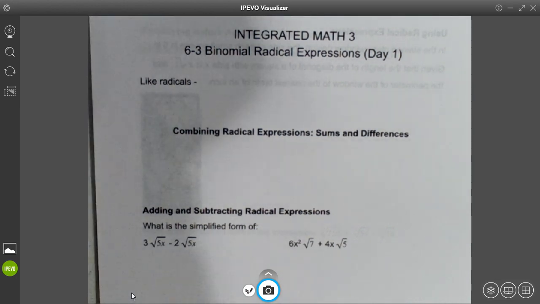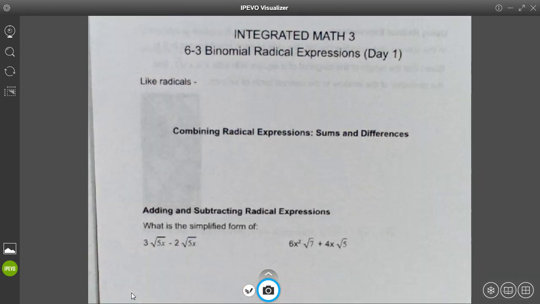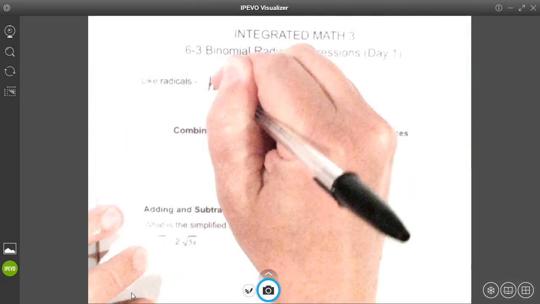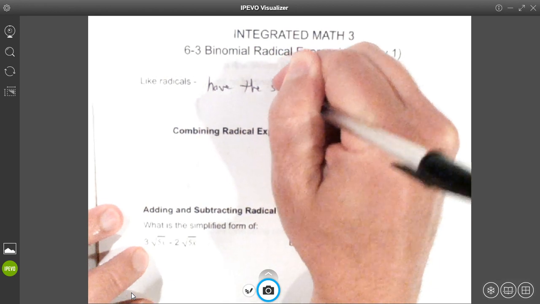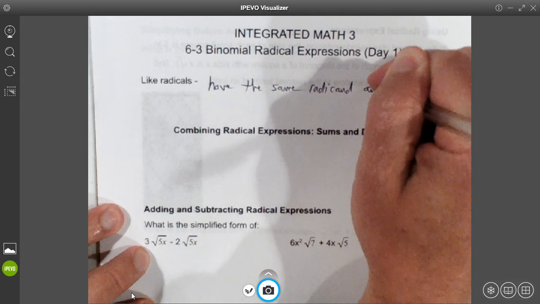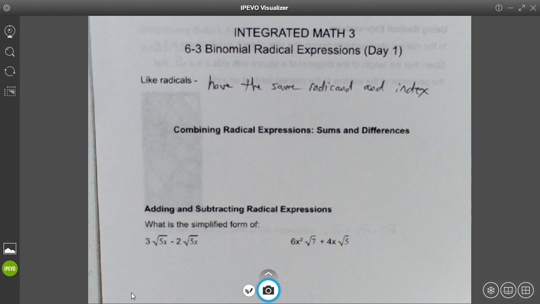All right. Before we get going, we need just one quick definition here. What like radicals are, and it's real similar to like terms. Like terms are terms that have the same variables and the same exponents. Like radicals have the same radicand and index. So if we're talking about like radicals, those are two radical expressions that have the same radicand and the same index.